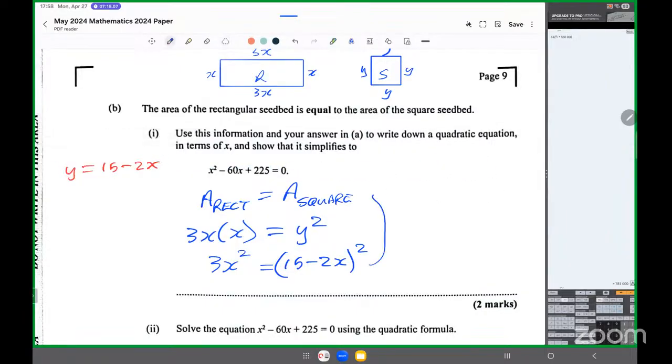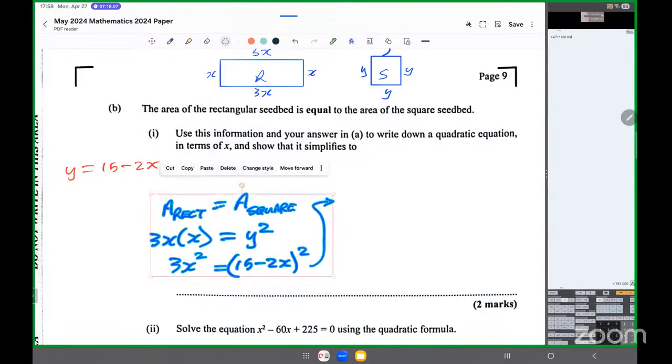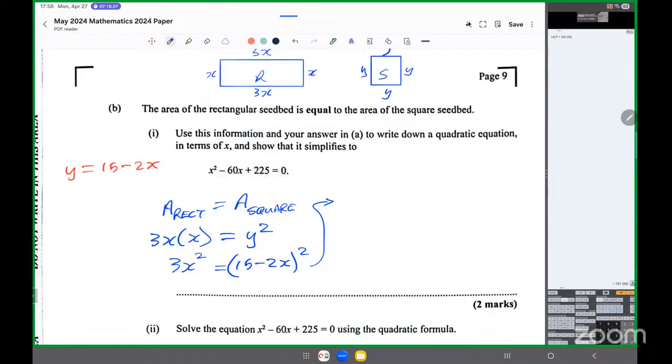And then if we continue up here, we have a lot of space. Let me make this smaller, get it a little smaller and shift it over. All right, so if we continue up here now, we're going to expand this out. And we're supposed to get this when we're done, right? So it becomes 3x squared equal, I'm going to expand this now.